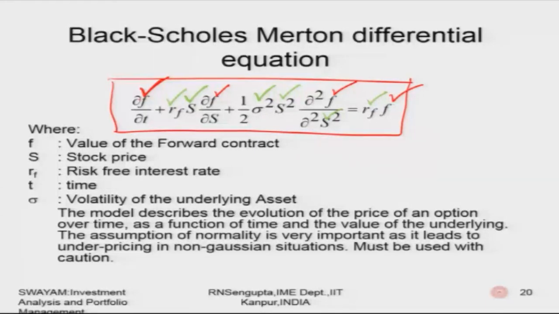The model describes the evolution of the prices of the option over time as a function of time and the value of the underlying asset. The assumption of normality is very important, as it leads to underpricing in non-Gaussian situations. Gaussian situation means the bell-shaped curve which you have based on the normality assumption, and it must be used cautiously, but still the Black-Scholes model gives us good pricing based on which many calculations can be done.